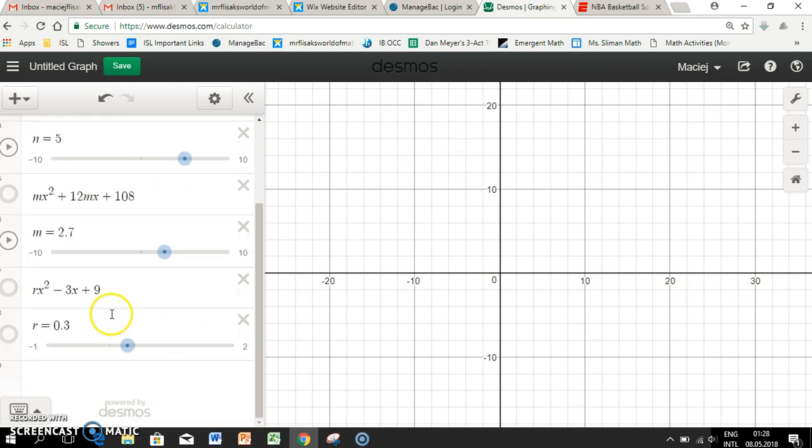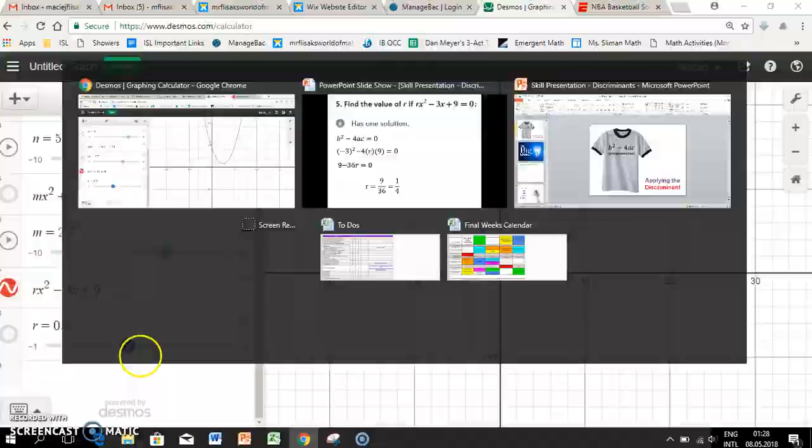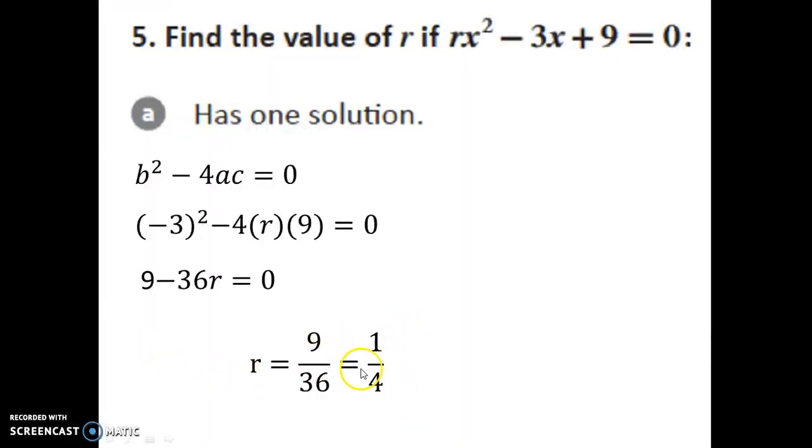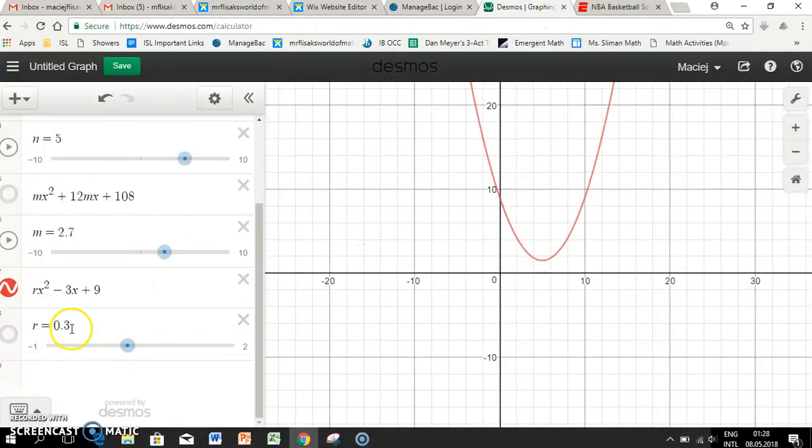So here I have this right here. There's a quadratic. And we just found out r must be 1/4 in order to get one solution here. So r, or in other words, the a value, must be 1/4. But right now, the r value is 0.3, and we see this quadratic has no solutions. It doesn't touch the x-axis.